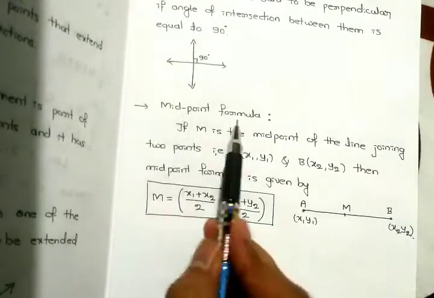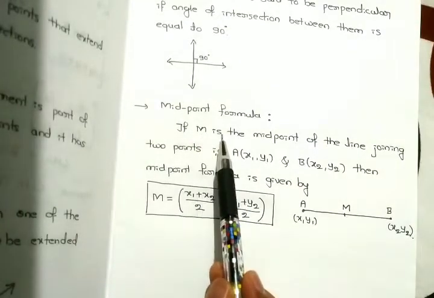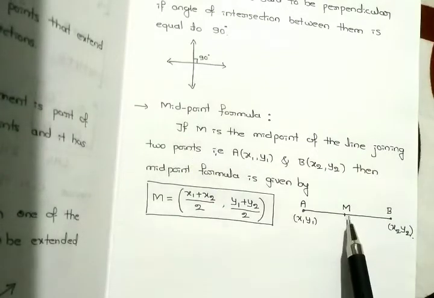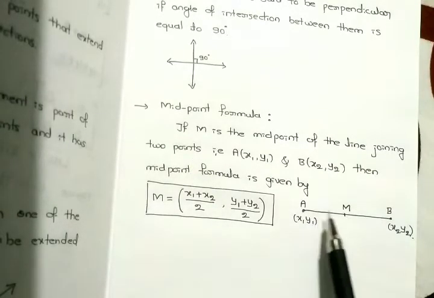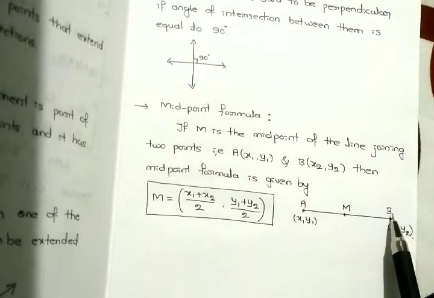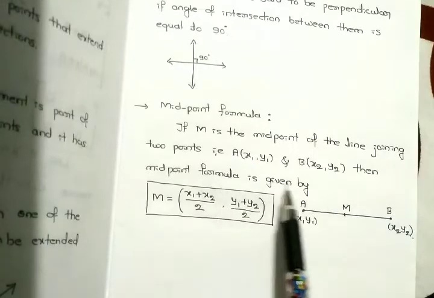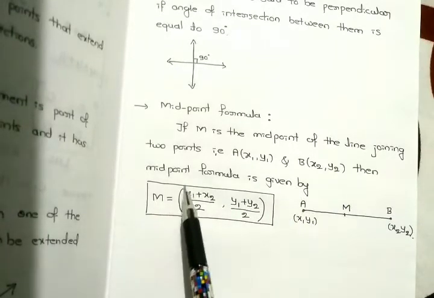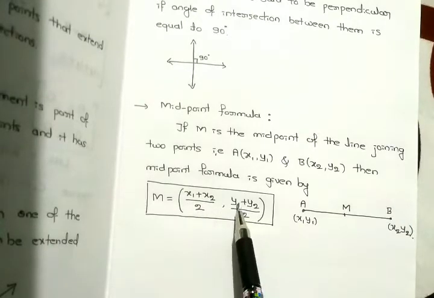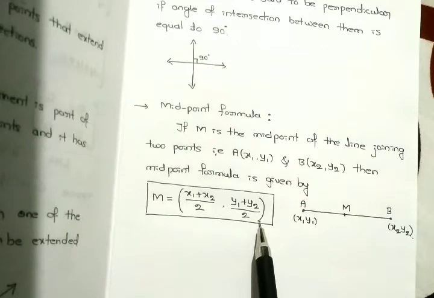Next, midpoint formula. If M is the midpoint of the line joining 2 points, that is, first point is A (x1, y1) and second point B (x2, y2), then the midpoint formula is given by M equals ((x1 + x2)/2, (y1 + y2)/2). So this is the midpoint formula.